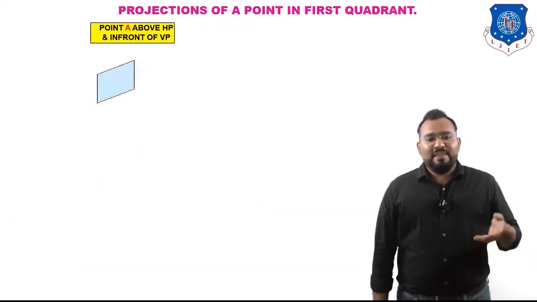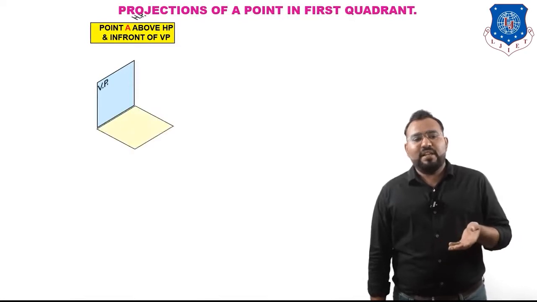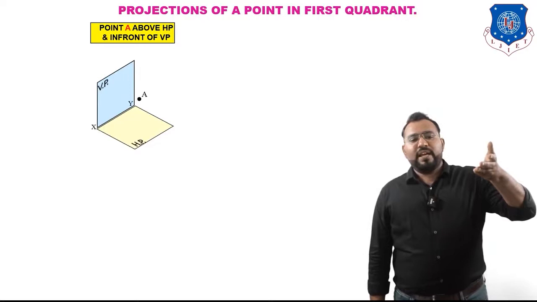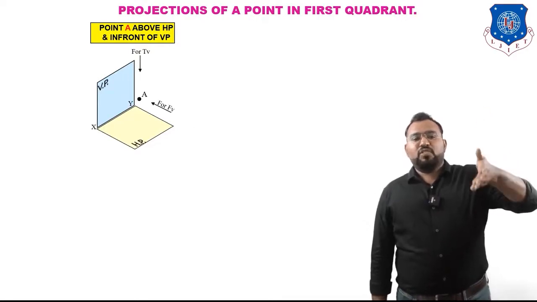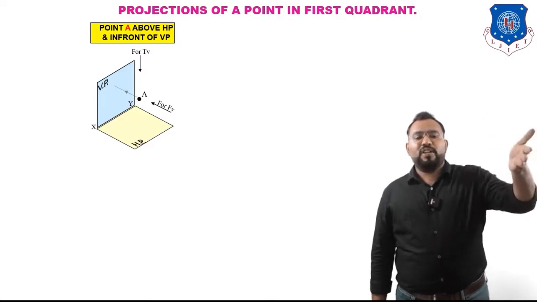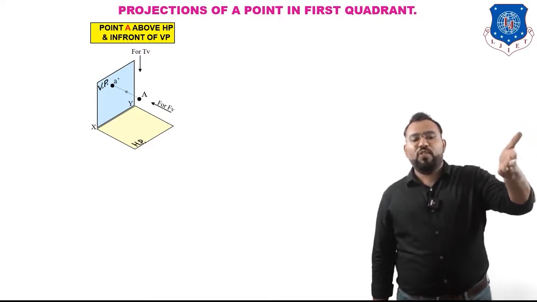Now let us see some basic things. So you can see that this is some point A. Let us take some point A over here. This is the observer direction. So you can see that point A is above HP and in front of VP. So it is in the first quadrant. So its projection is going to be like that. So it is the front view, which is on VP.